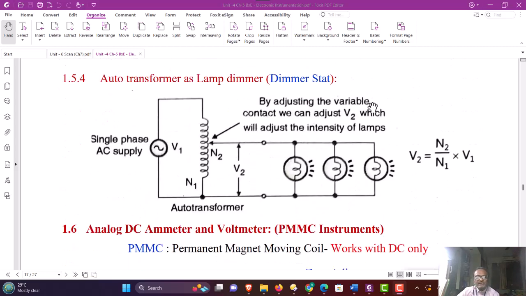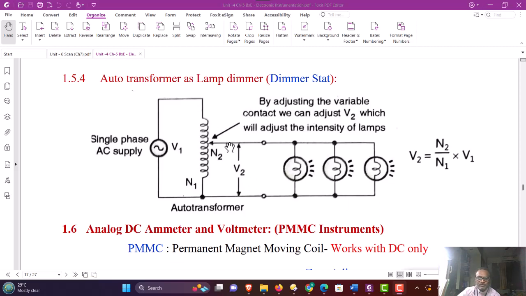A typical application of auto transformer as a light dimmer is shown in the figure. It is also called a dimmerstat. So here you will see the auto transformer is connected in step down configuration, and the load is connected to the output coming from the transformer wiper with respect to terminal B, that is the reference terminal. The load here is multiple lamps. Here three lamps are shown, but you can continue it with n number of lamps.